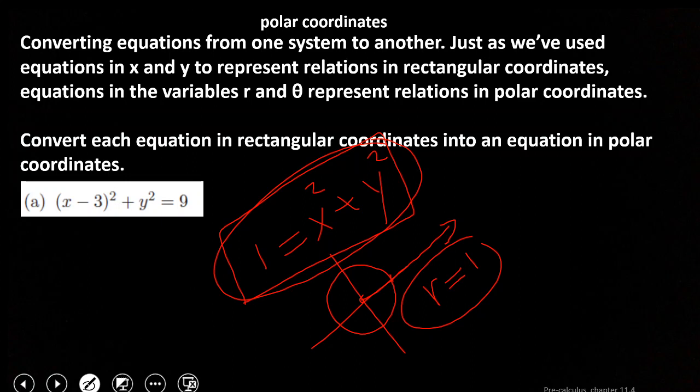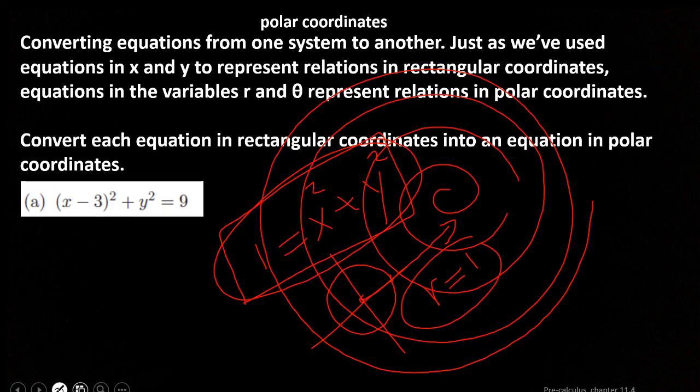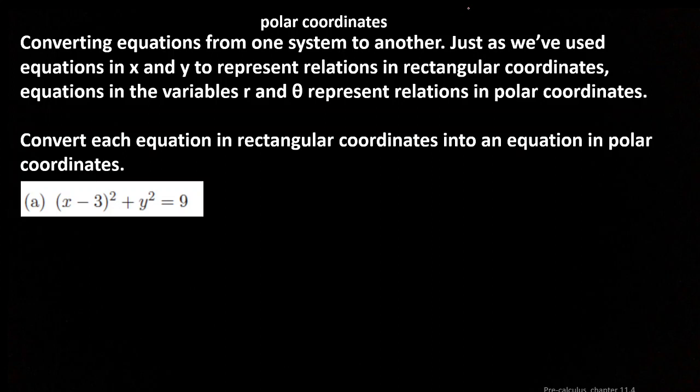Now, there are many situations where the polar form is much easier than the rectangular form. One of those situations, for example, is the graph of a spiral, something that goes like this. Written in rectangular form, it is much harder, much more complicated than in polar form. We're going to look at that. So how do we go about converting rectangular to polar and polar to rectangular?